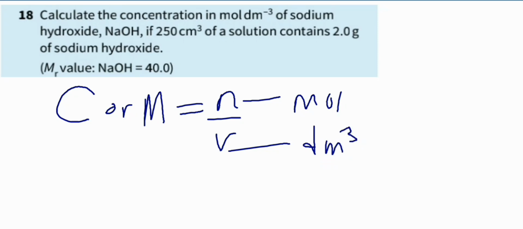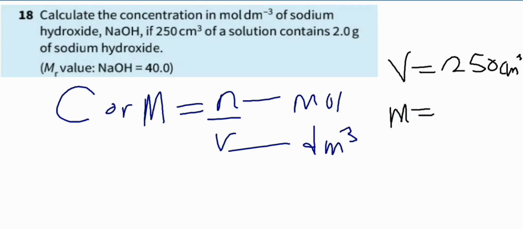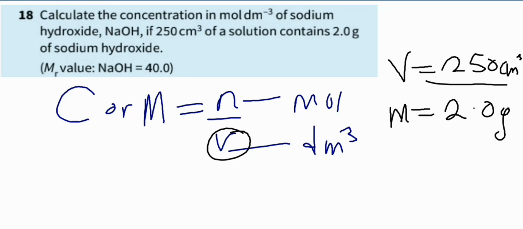So from this question, we have been given the volume of the solution of sodium hydroxide to be 250 centimeters cubic. Apart from that, we also have been given the mass of sodium hydroxide to be 2.0 grams. So this question is requiring us to calculate the concentration. We have the volume, but the number of moles we don't have. So let's find the number of moles.